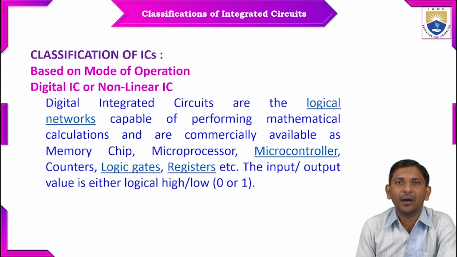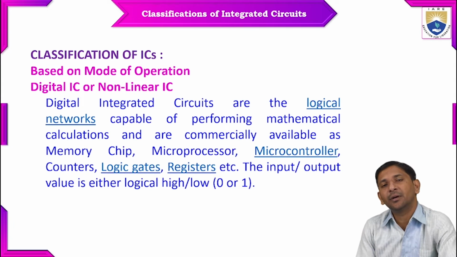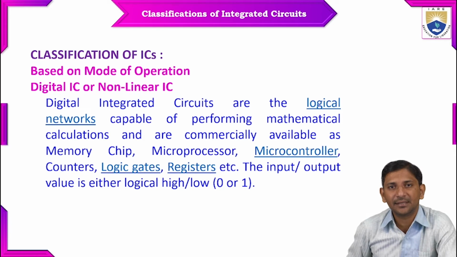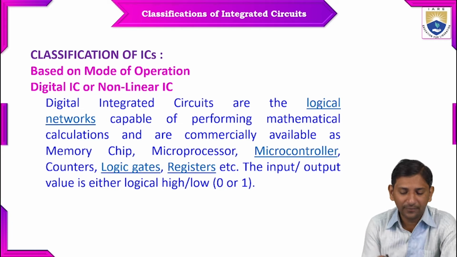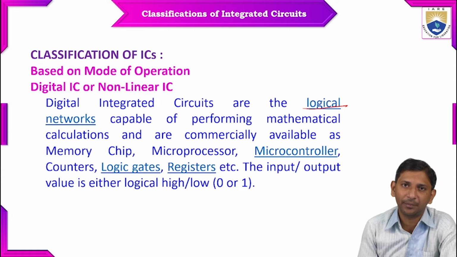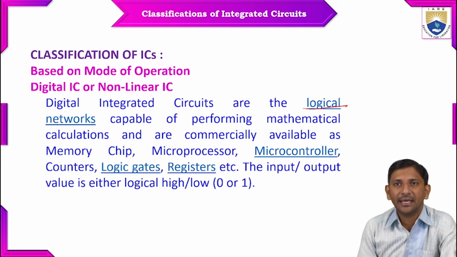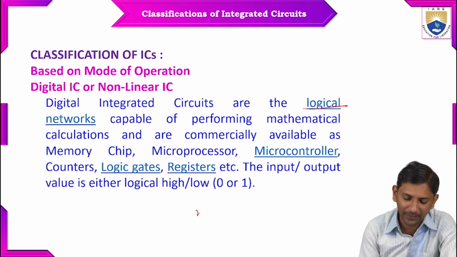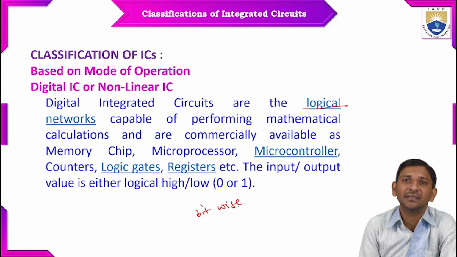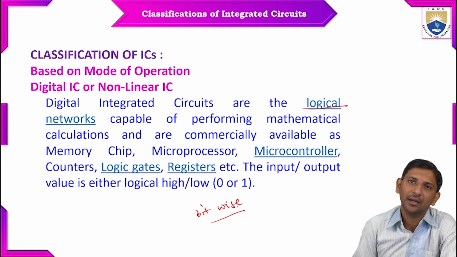And based on the mode of operation, ICs are classified into digital ICs and analog ICs. We have seen that in any digital system, digital computer, or mobile, the processor internally performs bitwise operations. Such ICs which perform bitwise operations are called digital ICs.